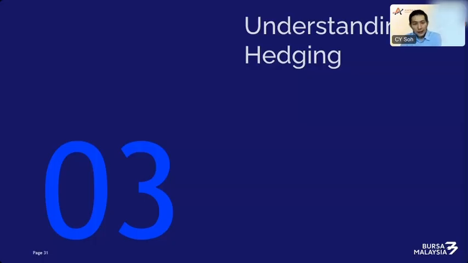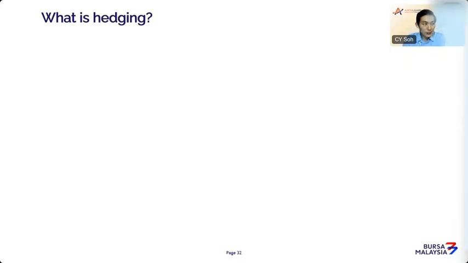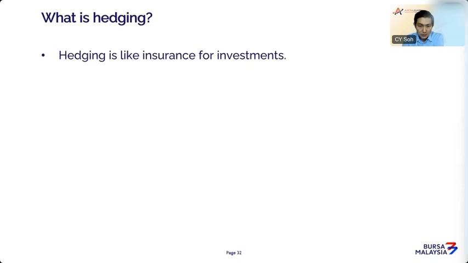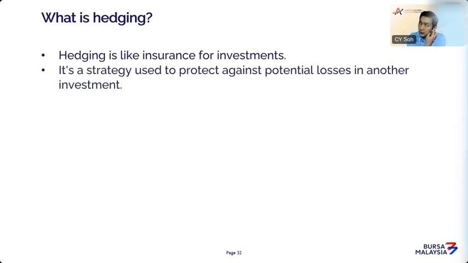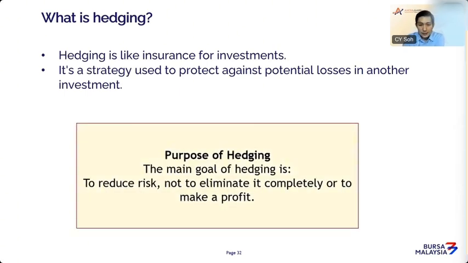All right, in this topic, let's go into the fundamentals of hedging so that you understand what hedging is all about. Simply speaking, hedging is like an insurance for investment. It's a strategy for you to protect yourself against potential losses in other investments. I'm going to share with you in topic 4 how you can actually do that with examples. What you need to understand is that hedging is like insurance. The primary goal is not to make money. The primary goal is to help you reduce your risk.